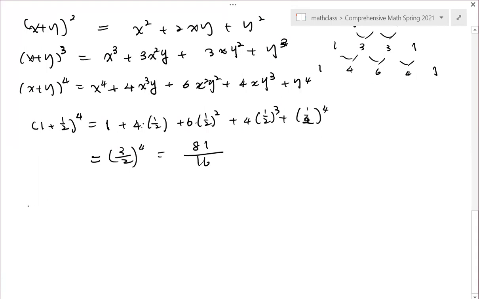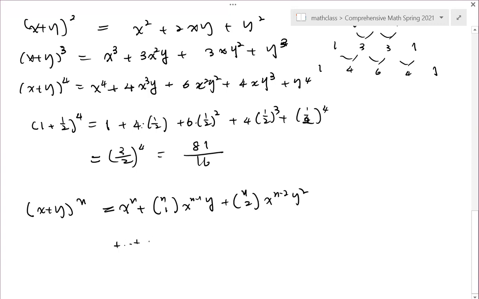Now, in general, x plus 1 to the nth power. And how do you get the formula, right? So we do have the formula here: x to the n, then n choose 1 times x to the n minus 1 times y. This is n choose 2, x to the n minus 2, y squared, and keep it going. And in general, it's n choose k, x to the n minus k, y to the kth power. The last one is n choose n minus 1, x y to the n minus 1, and y to the n.